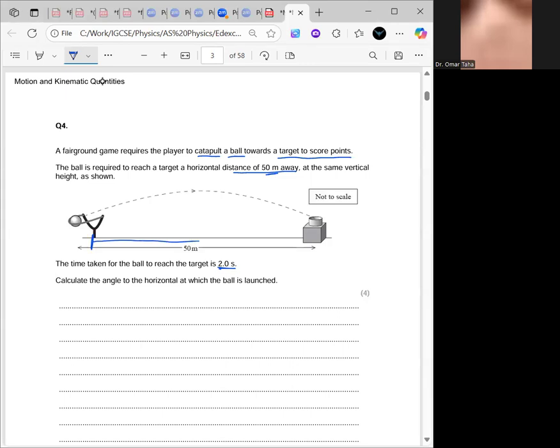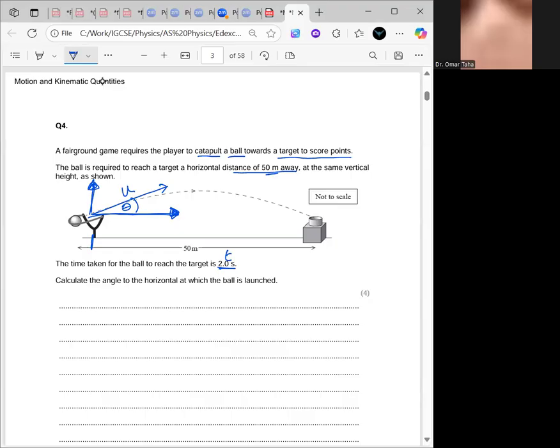So this is 50 meters. This is the S horizontal, the horizontal distance, and this is the time. The time also is given to us. It is 2 here. Now we want to get the angle, which is over here. This is our target. We know that this is the horizontal component of U, and this is the vertical component of U.